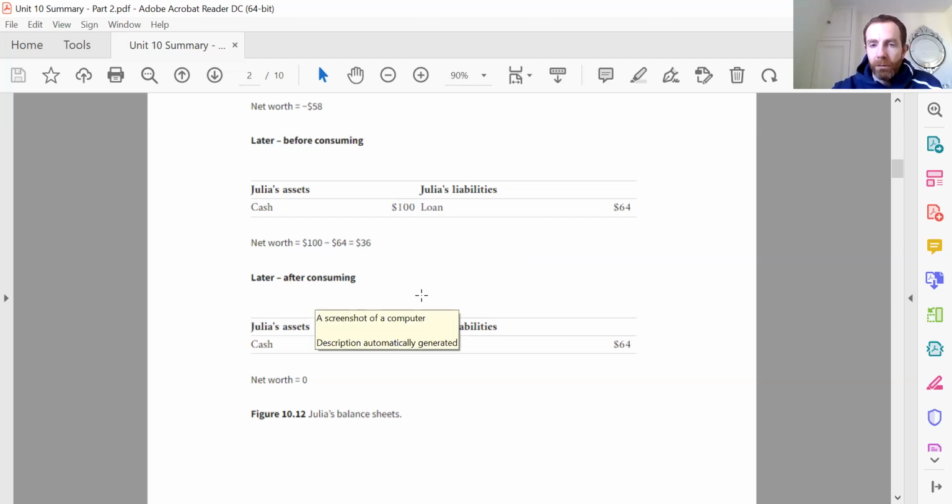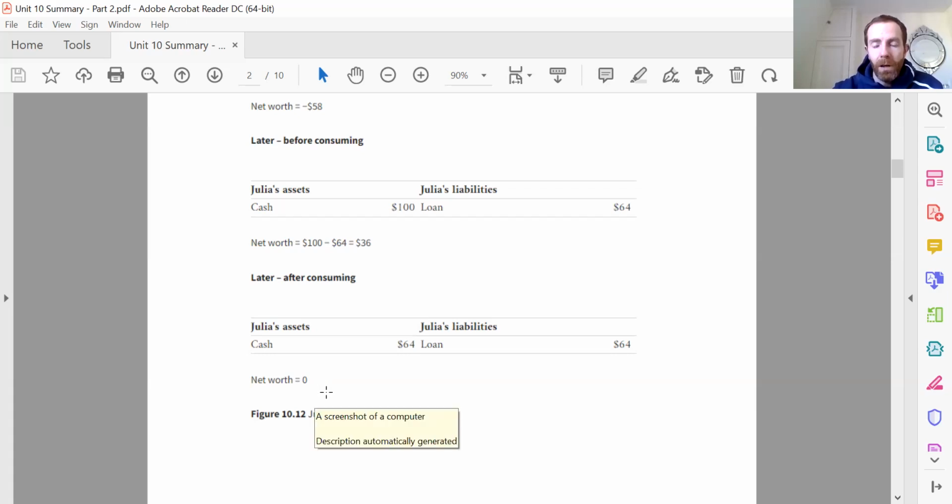And what we're looking at is we're assuming she is going to consume everything that's not required to pay back the loan. And so she consumes $36 out of the 100 she got, which means after that, she'll have $64 left in cash and a loan of $64. So she could use that cash to pay off the loan potentially, but that brings her back to a net worth of 0 again. So that just shows you how we can use balance sheets to keep track of what's going on in terms of borrowing and spending.